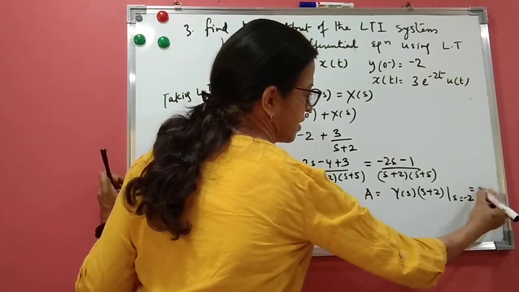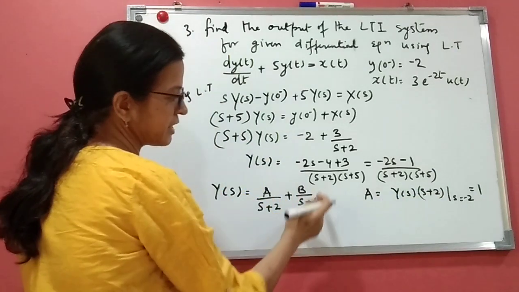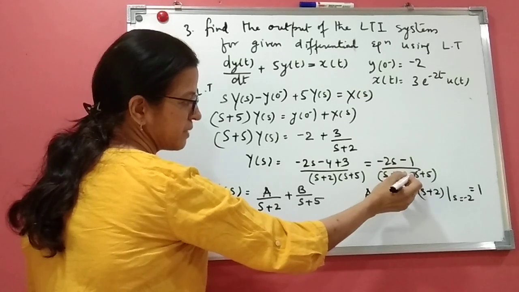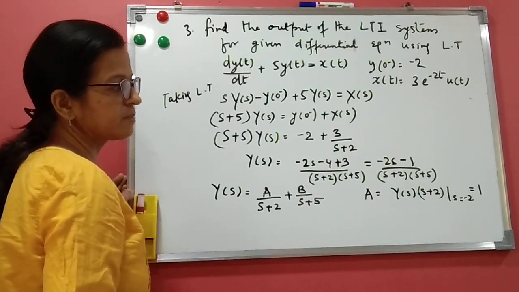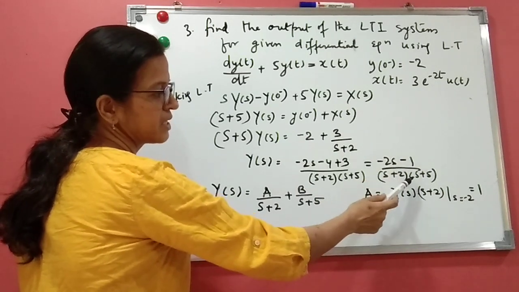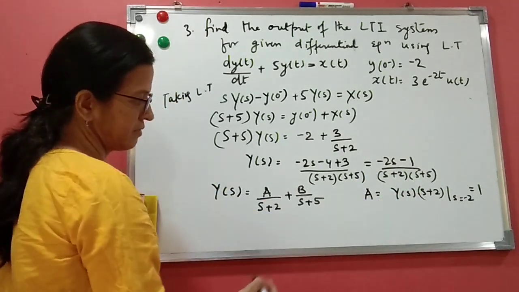So what is the value of A? The value of A is 1, because if you multiply with s plus 2, this gets cancelled. You have (minus 2s minus 1) upon (s plus 5). Put s equals minus 2: minus 2 into minus 2 is 4, 4 minus 1 is 3, upon 3. That answer is 1.